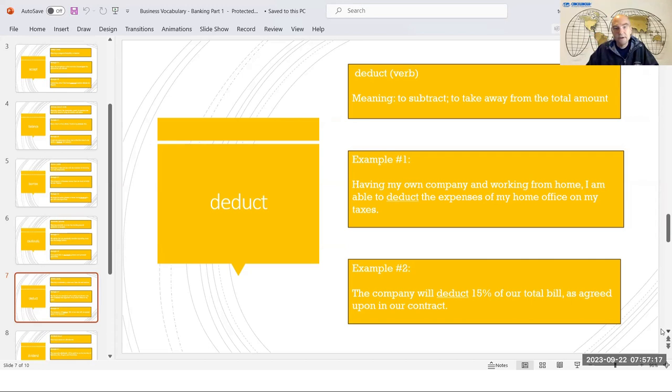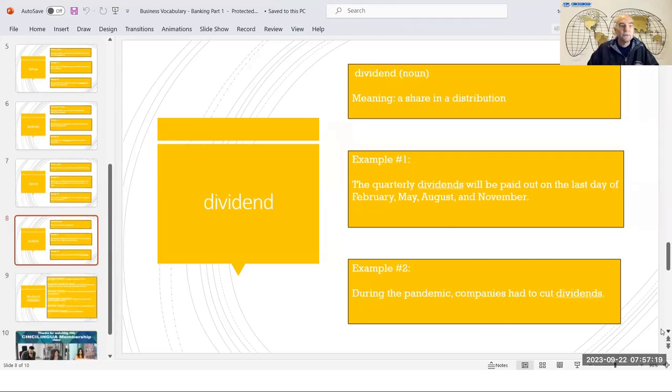All right, and now we're going to look at this word dividend. Dividend is a noun. It refers to a share in a distribution. Example sentence number 1. The quarterly dividends will be paid out on the last day of February, May, August, and November. The quarterly shares will be paid out.